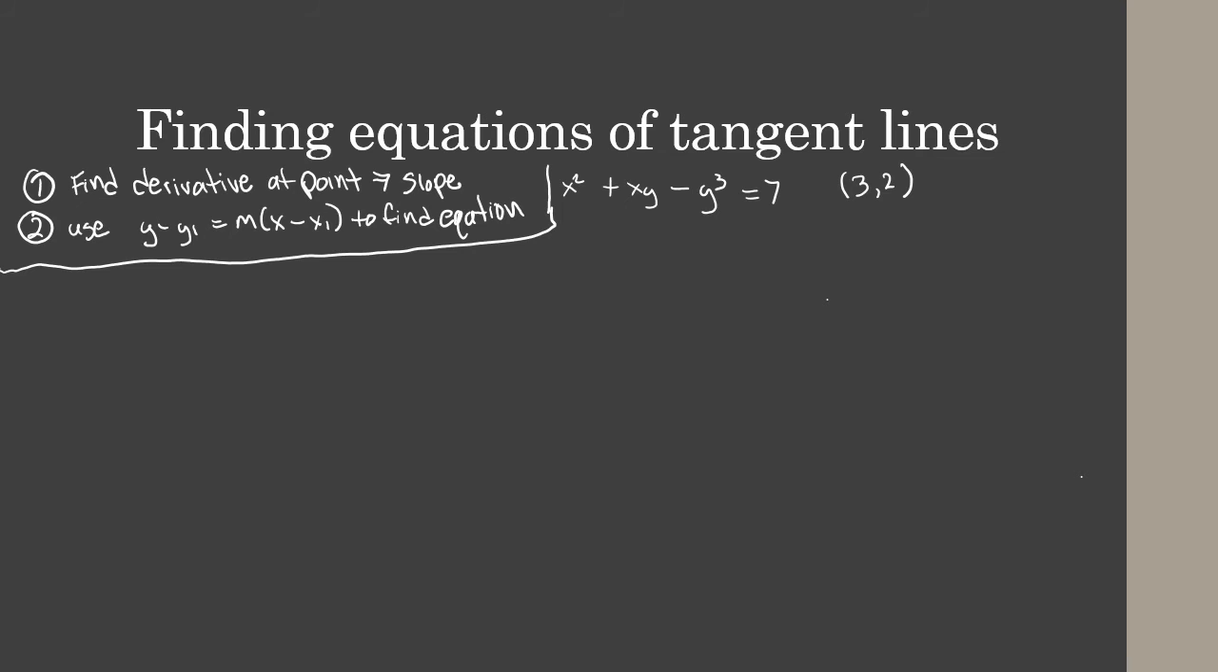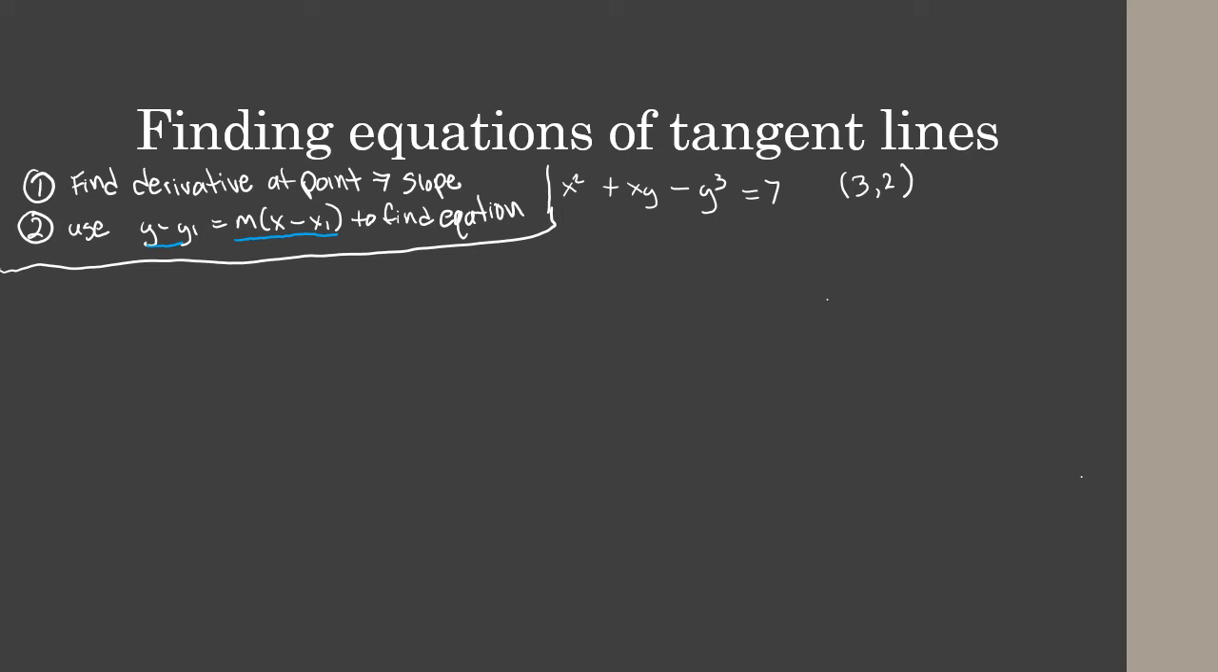All right, for the last example for this video, we're going to work through the steps of finding equations of tangent lines at a point. And we're going to use two steps to do that. The first is we find the derivative, which gives us the slope at that point. And then we use good old algebra, y minus y1 equals m times the quantity x minus x1, to find that equation. So let's get to work.